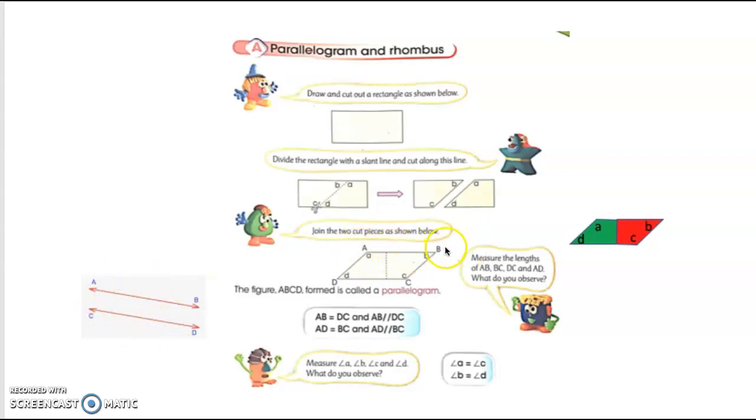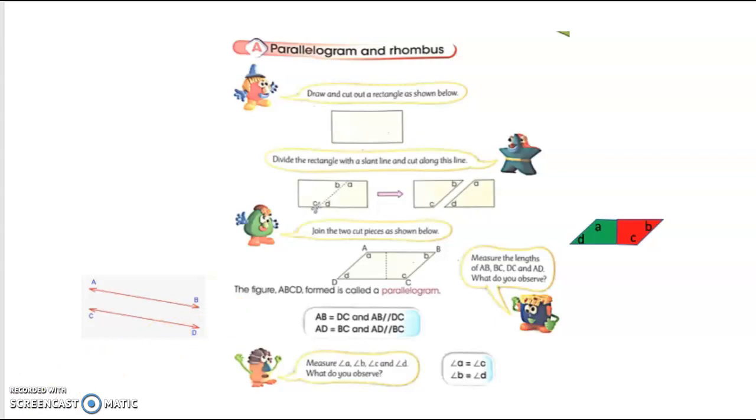So AB and DC are parallel, and AD and BC are also parallel. So that means opposite sides are parallel and equal in size, isn't it? So there are two pairs of parallel sides. This is one pair and this is the other pair. And what about the angles? Also we found that angle A is equal to angle C, angle B is equal to angle D. That means opposite angles are equal, right?